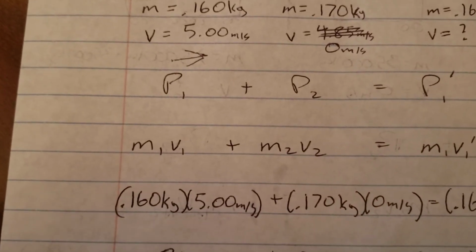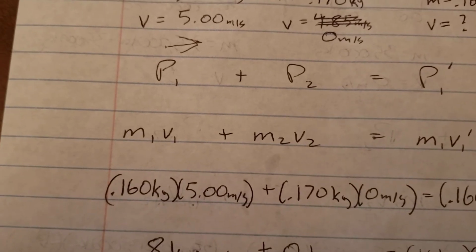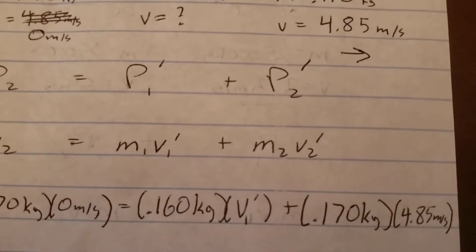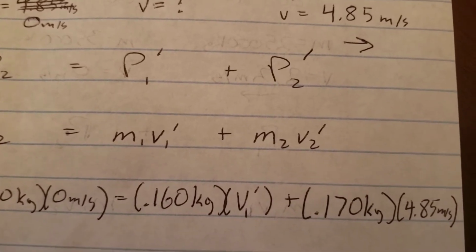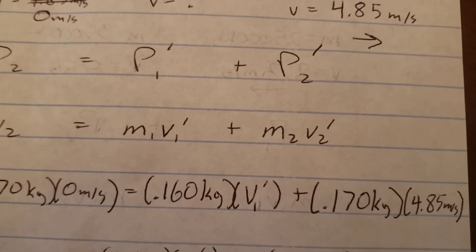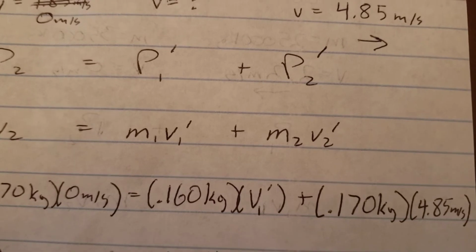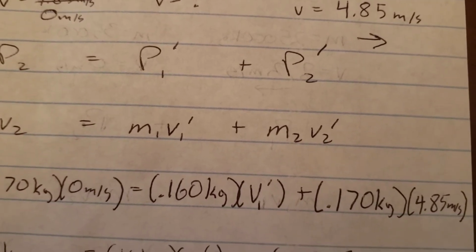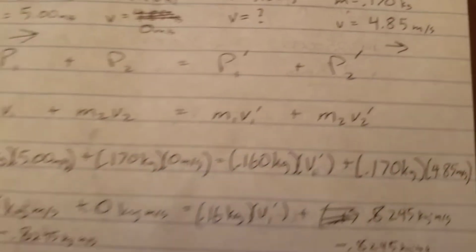P is still equal to mv, so P1 becomes m1v1, P2 becomes m2v2, P1 prime becomes m1v1 prime, and P2 prime becomes m2v2 prime. Notice that m1 and m2 do not receive prime markers, unlike v1 and v2. This is because while the velocity changes after the collision, the mass of each object does not change.